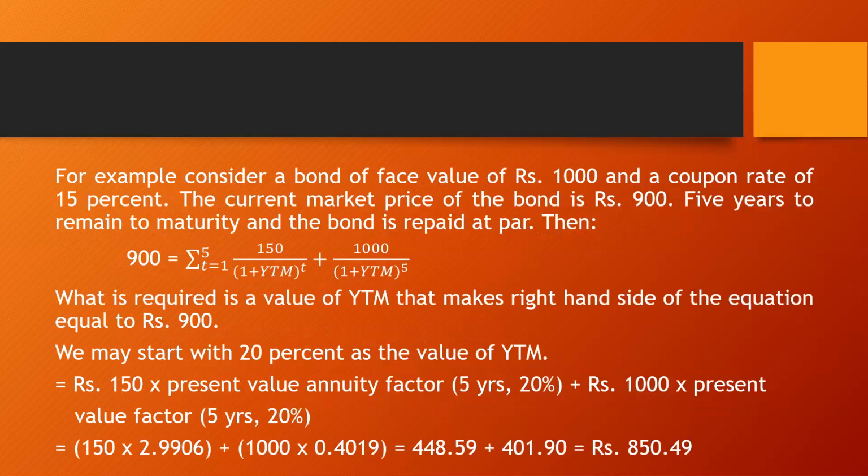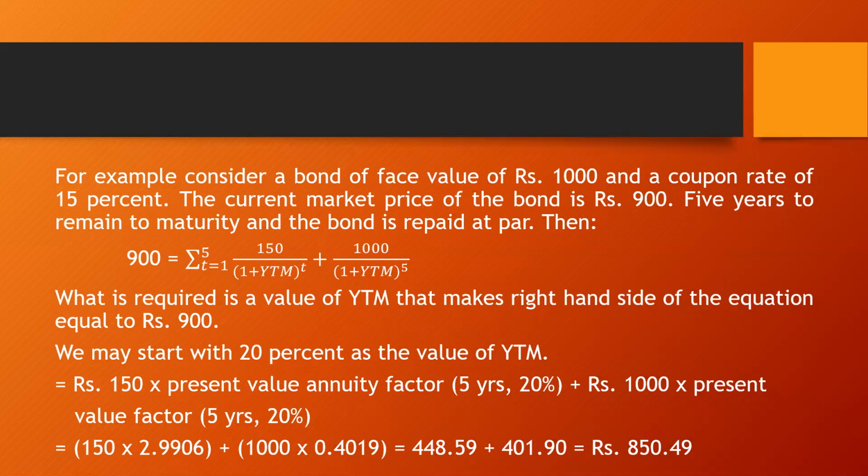Now using that, how will we calculate? For example, consider a bond of face value of rupees 1000 and a coupon rate of 15%. The current market price of the bond is 900. We have to hold it for 5 years to reach maturity, and the bond will be repaid at par value, that is 1000. So we know the current market value, which is 900. The coupon rate is 15, so the annual interest that you receive is 1000 into 15 by 100, which is 150. The TV, terminal value, or the maturity value at which the bond will be redeemed, is 1000.